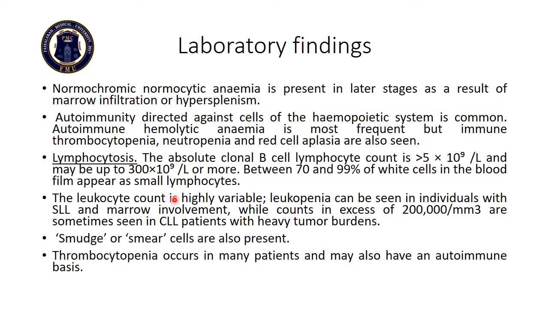The leukocyte count is highly variable. Leukopenia can be seen in individuals with SLL and marrow involvement, while counts in excess of 200,000 per microliter are sometimes seen in CLL patients with heavy tumor burden. Smudge or smear cells are also present. Thrombocytopenia occurs in many patients and may also have an autoimmune basis.